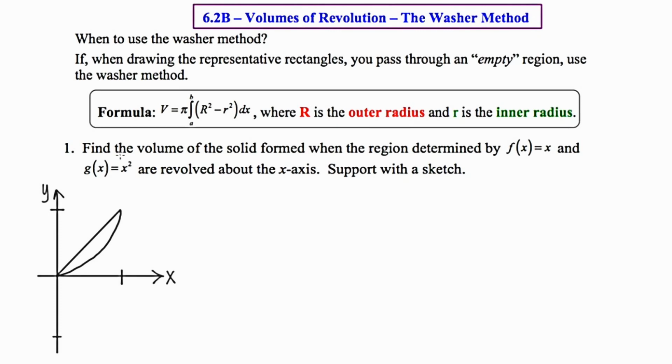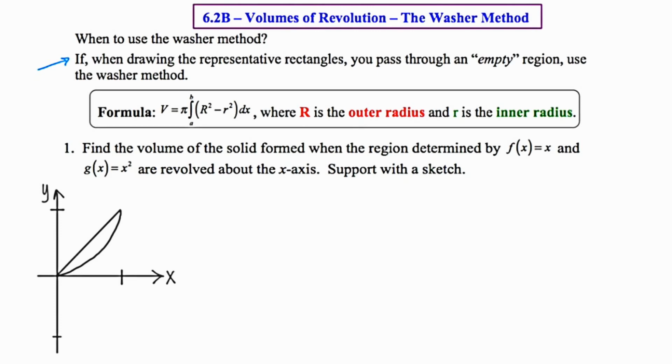Let's take a look at the second sentence right here. If, when drawing the representative rectangles, you pass through an empty region, we're going to use what's called the washer method. And the formula that we're going to use is volume equals pi times the definite integral of big R squared minus little r squared from a to b, where big R is the outer radius and little r is the inner radius.